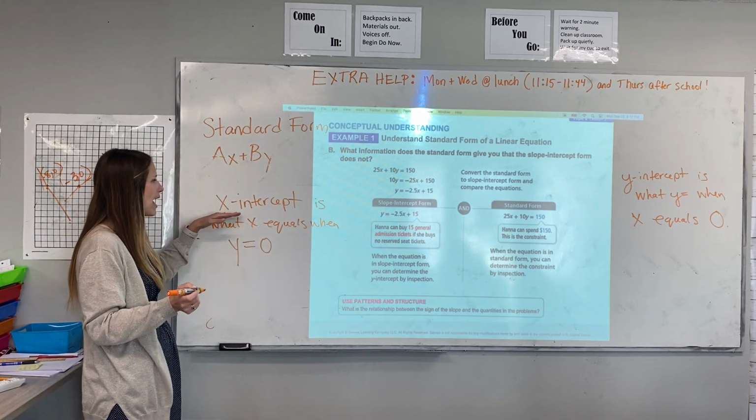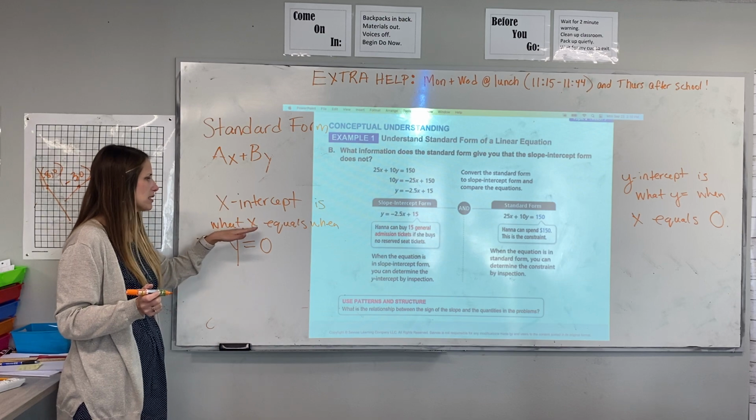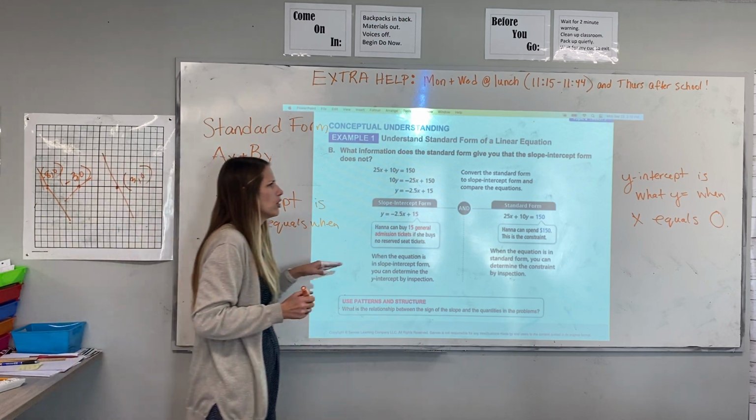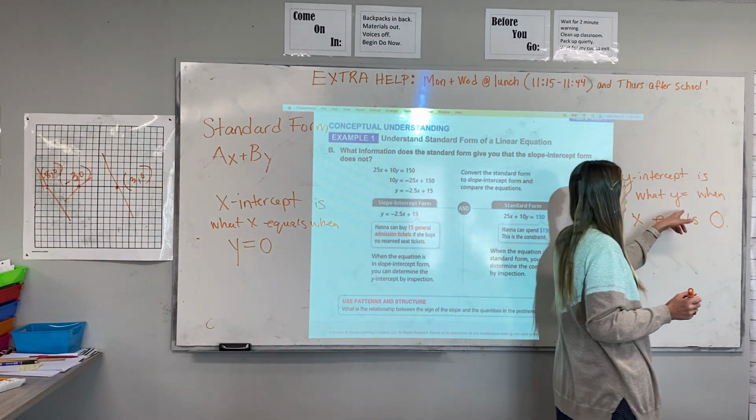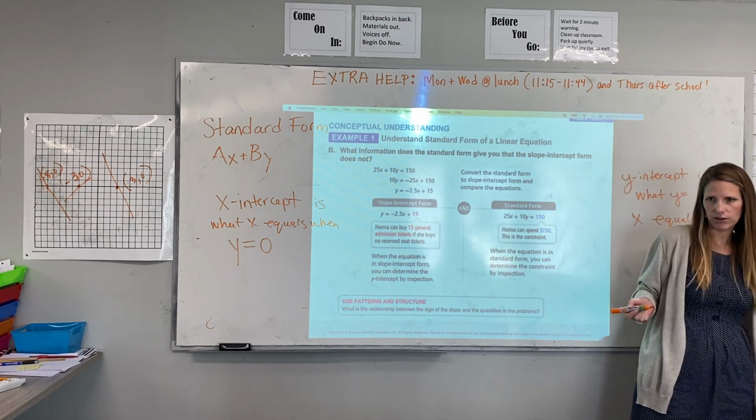So your x-intercept is what x equals when y is 0. Your y-intercept is what y equals when x is 0.